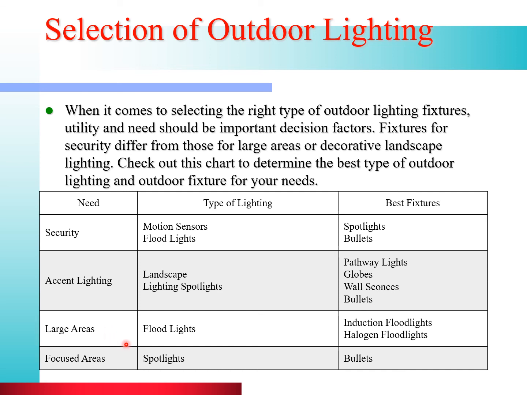Third is large areas. Type of lighting is floodlight. The best fixtures are induction floodlights, halogen floodlights. Then the need is focus areas. The type of lighting is spotlight and the best fixture is the bullets. So this table will give the idea how you are going to select the outdoor lighting.